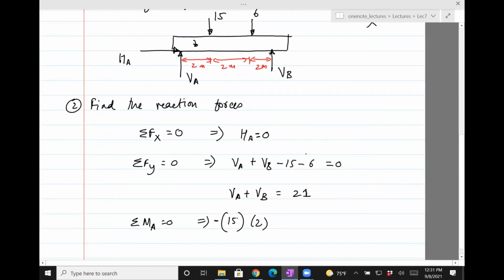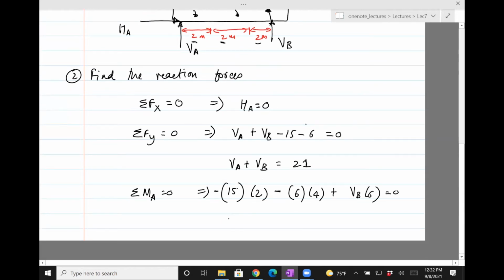Next, we have the 6 kilonewton force. It's acting at a distance of 2 plus 2, 4 meters from A, and it's also inducing a clockwise moment about point A, so it has a negative sign. And then we have VB, which is acting at a distance of 2 plus 2 plus 2, which is 6. VB induces a counterclockwise moment, so it's going to be positive. So this whole thing is equal to 0, and we can use this to solve for VB.